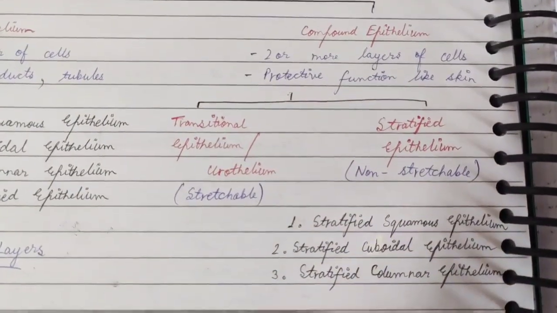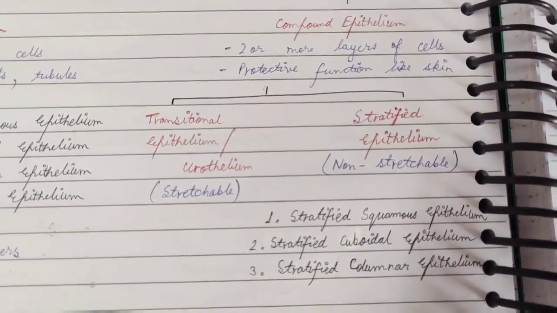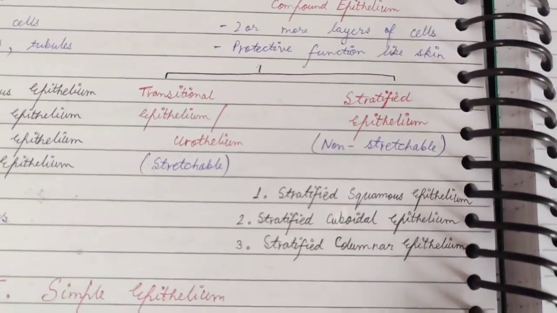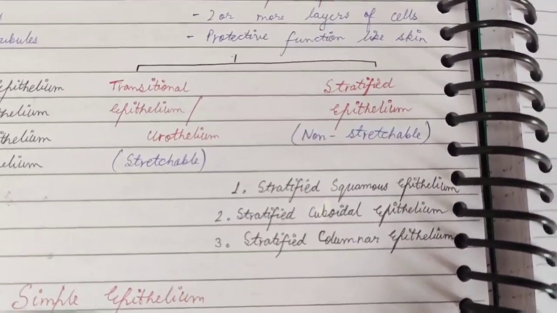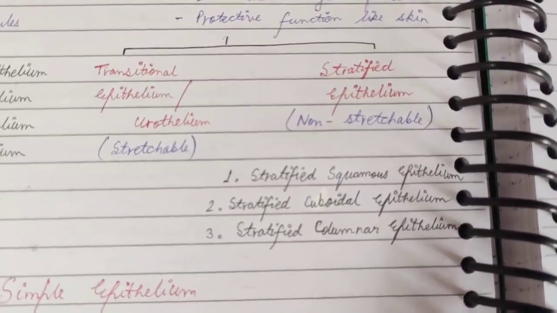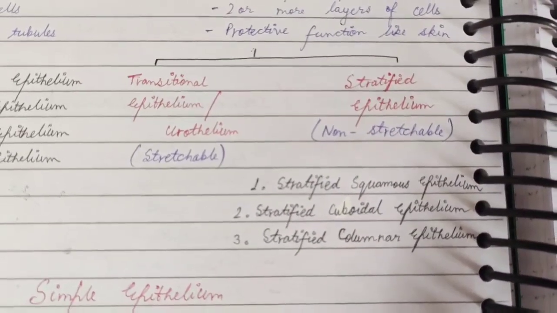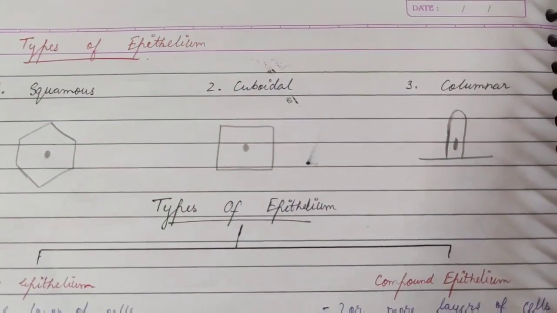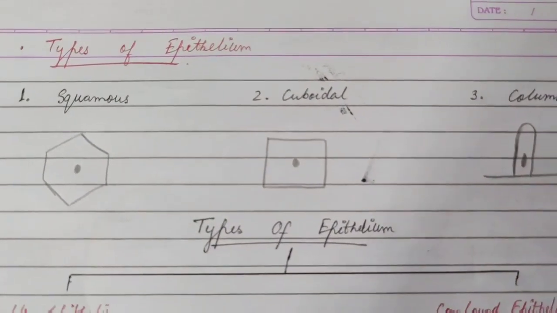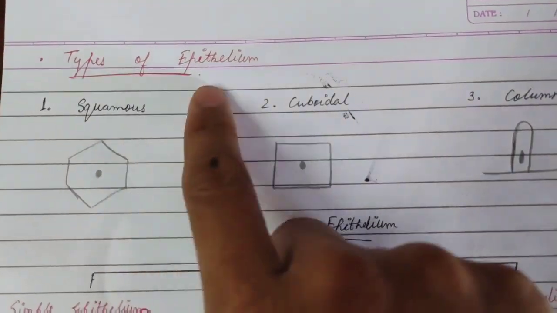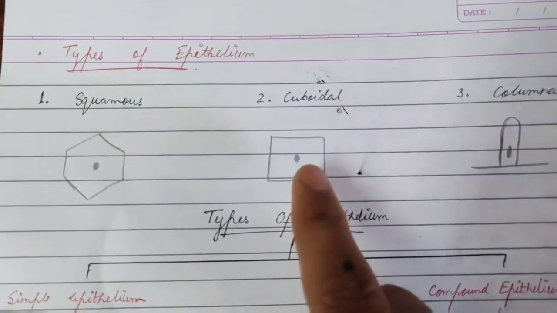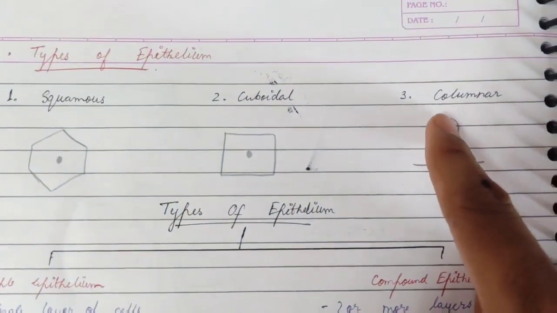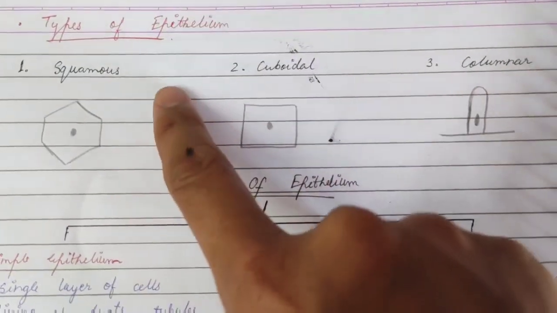Now let us name the stratified epithelium cells. They are also easy to name, just as simple as we named the simple epithelium. First we write stratified, then the shape of the cell, then epithelium. Easy. Stratified squamous epithelium. Second will be stratified cuboidal epithelium. Third will be stratified columnar epithelium.